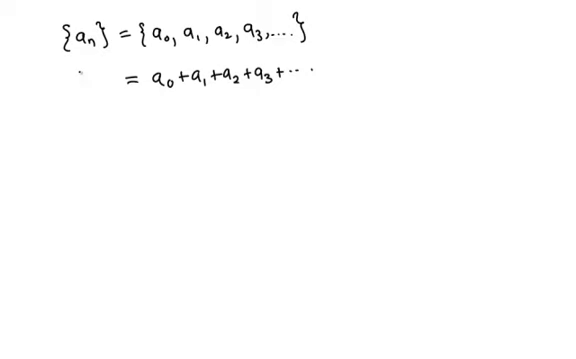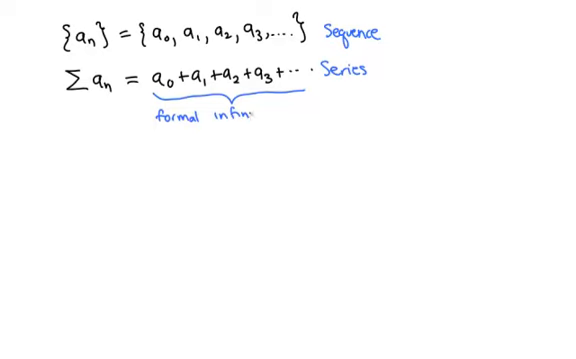The symbol that we use for this generically is summation, AN. And so, once again, we have a sequence, which is a list, and we have a series, which is a sum. Now, I should be a little bit more precise about this, because how do you really add an infinite number of things? This is just like a Taylor series, a formal infinite sum. We can't actually add up an infinite number of things.